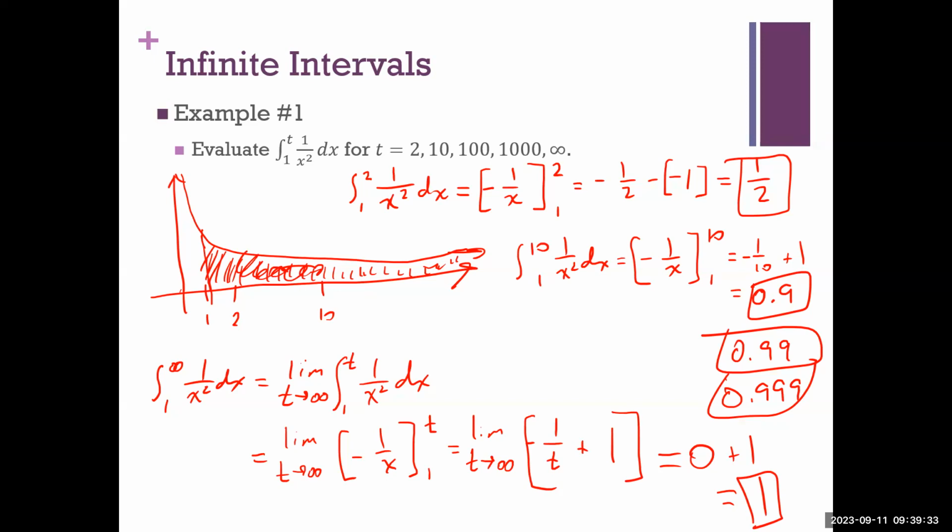Any questions about how we got there, specifically with how the limit gets involved with it? We happy? Yeah.